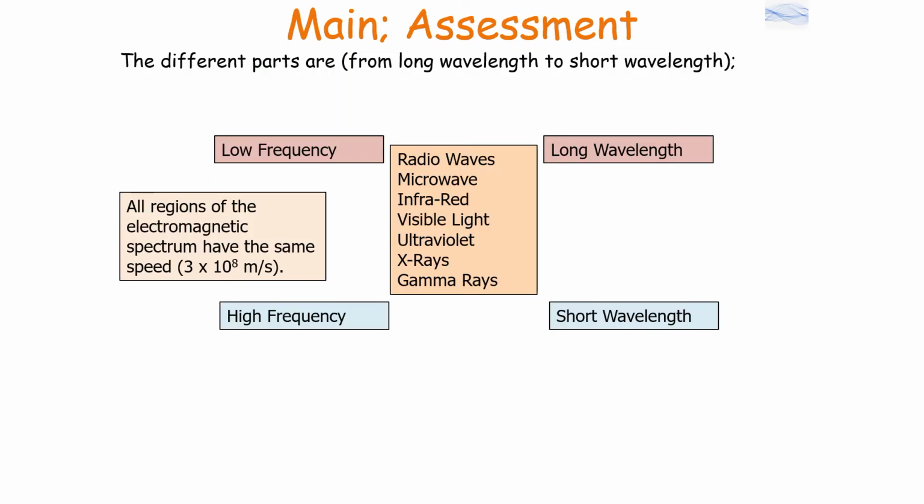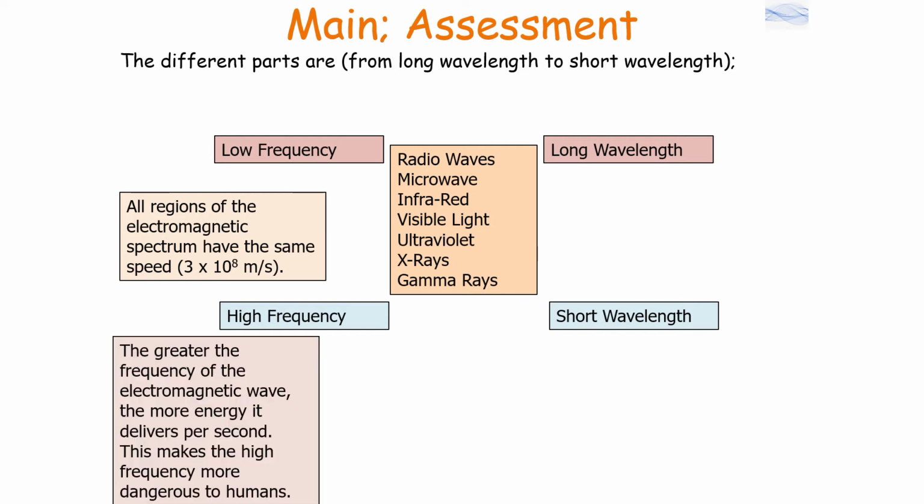So the different parts of the electromagnetic spectrum, from long wavelength and low frequency to short wavelength and high frequency, are as follows. It goes radio waves, microwaves, infrared, visible light, ultraviolet, X-rays, gamma rays. Now remember, all regions of the electromagnetic spectrum have the same speed, 3 times 10 to the 8 meters per second. Now the greater the frequency of the electromagnetic wave, the more energy the wave delivers per second.